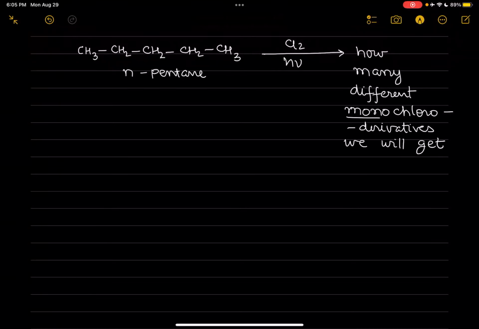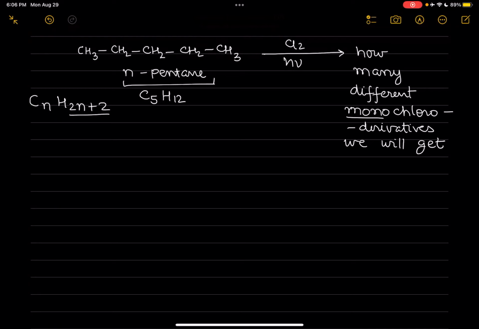Monochloro means you are putting one chlorine. So, what is the formula for pentane? C5H12. Because alkanes have the general formula CnH2n plus 2, where n is the number of carbon atoms.